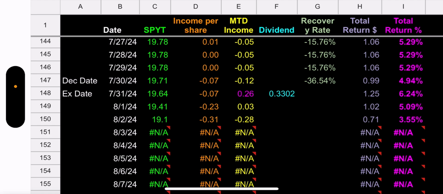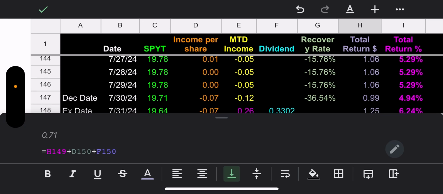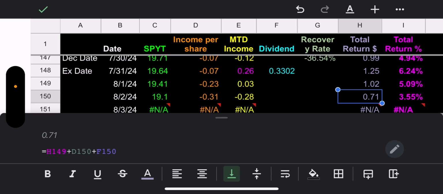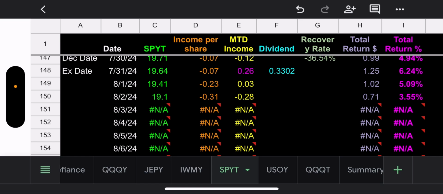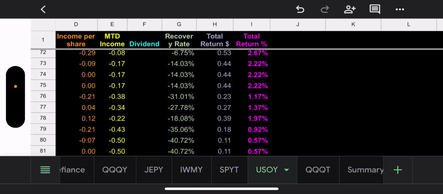So again, is what it is. And then there's obviously I have the total return number, how much it went up. So let me just see what I'm adding here. It's the prior total return plus income. Yep, per share, and then plus the dividend. Okay. All right. Yeah, so that should be working out fine. So yeah, total return on SPYT from inception, 3.55%.